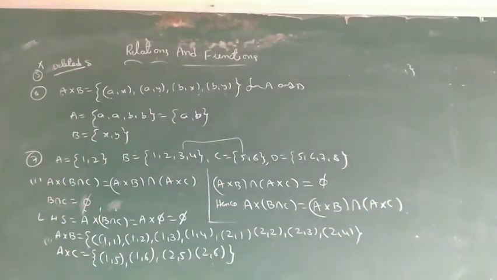Okay, the second one is homework: A cross C is a subset of B cross D. That is your own homework. Tomorrow I will continue in the next class.